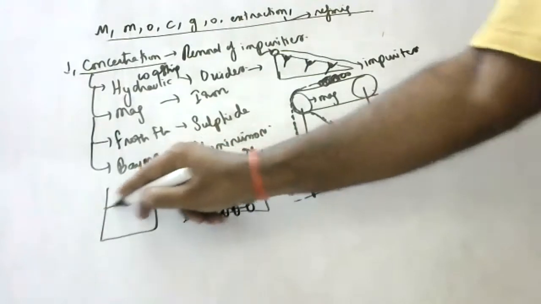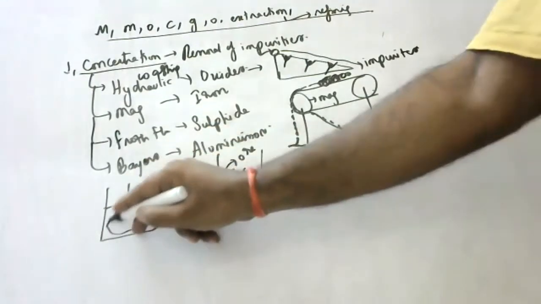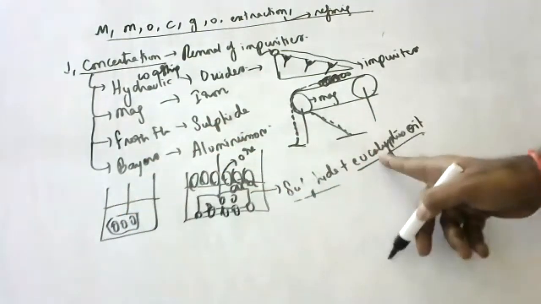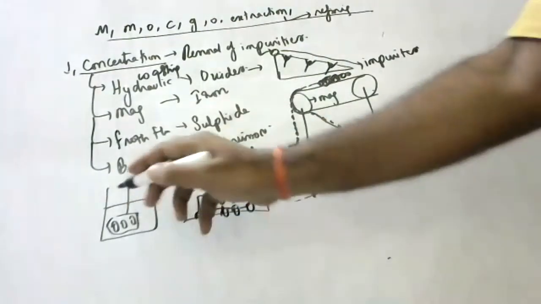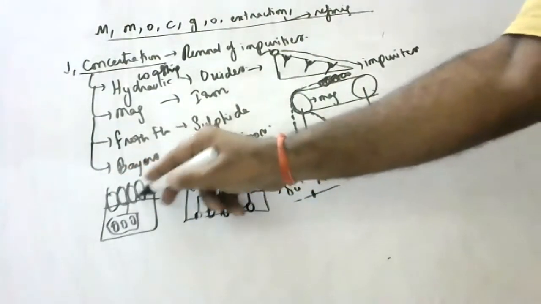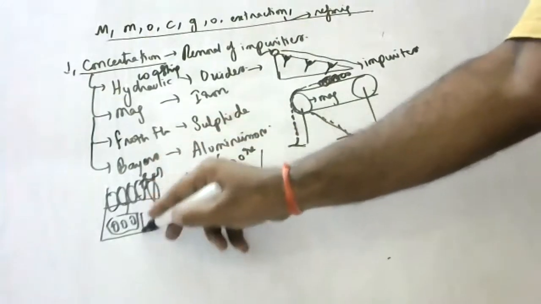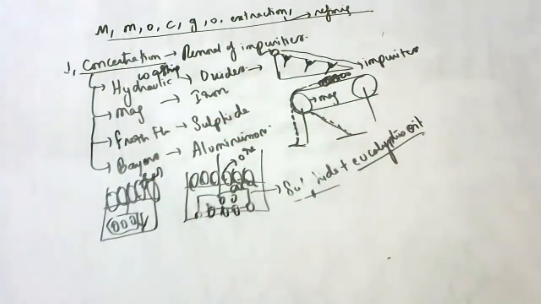So what will we do? We will take sulfide ore, put in eucalyptus oil, and send a blast of air. All the froth will come up, bringing the ore, and impurities are left behind. These are the different methods of concentration.